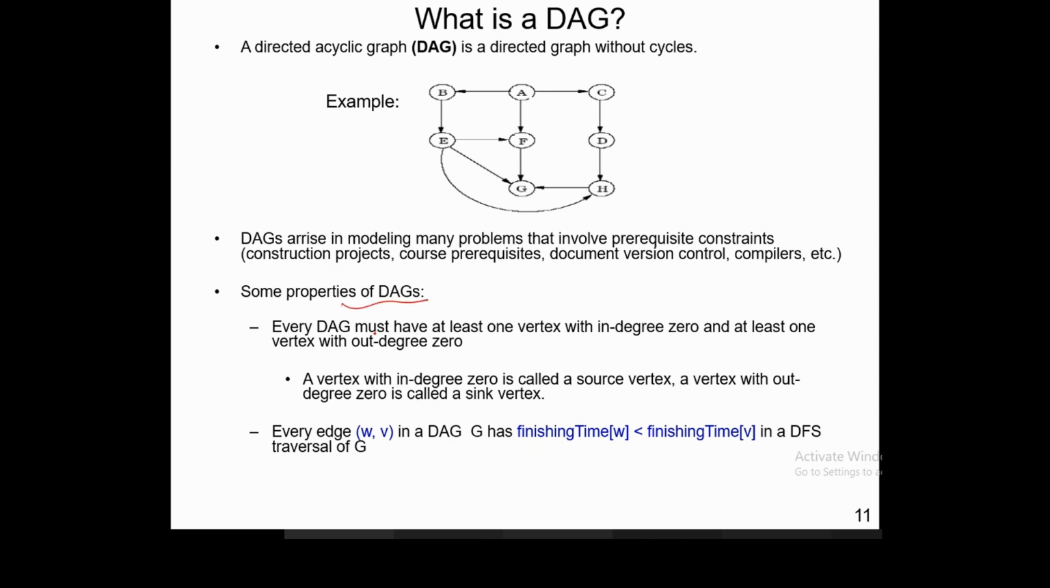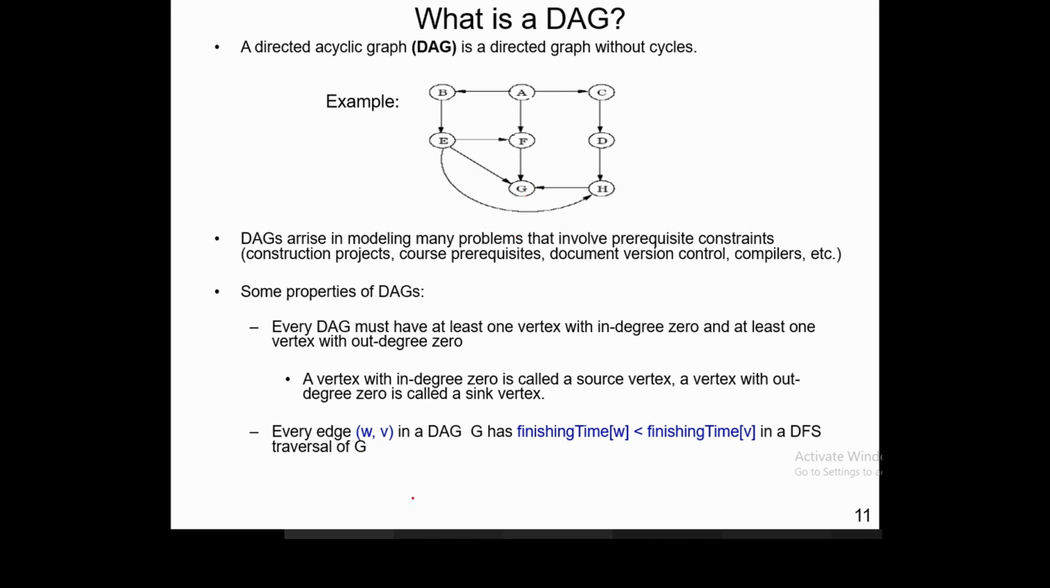Some properties of DAGs are these. Every DAG must have at least one vertex with in-degree zero, meaning there is no dependency for that particular vertex or node, and at least one vertex with out-degree zero, meaning that will be the last task, and no task is dependent on that vertex in the graph. If we observe this graph, this can be the source, with no incoming edge, independent and not dependent on any other task to complete. And this one can be a sink because it has only in-degree, no out-degree. So a vertex with zero in-degree is called a source vertex, and a vertex with zero out-degree is termed a sink vertex.